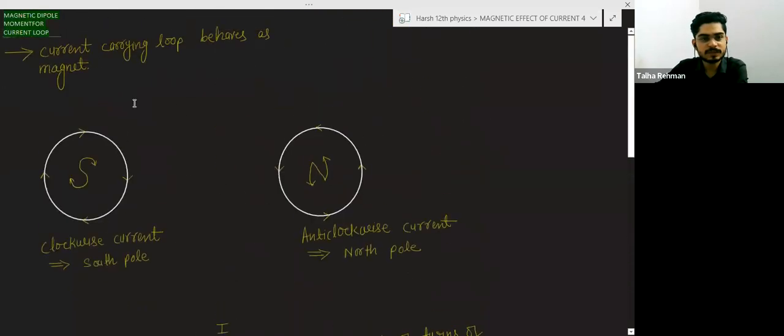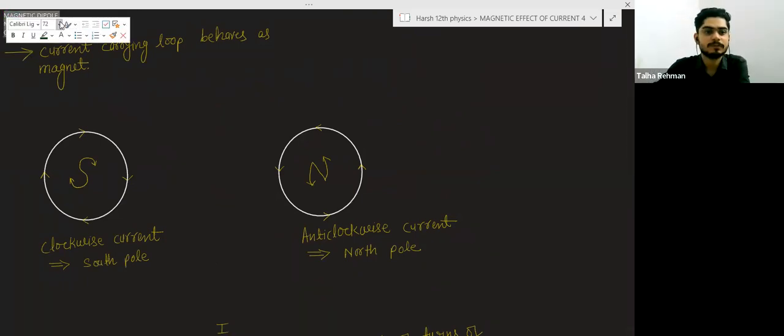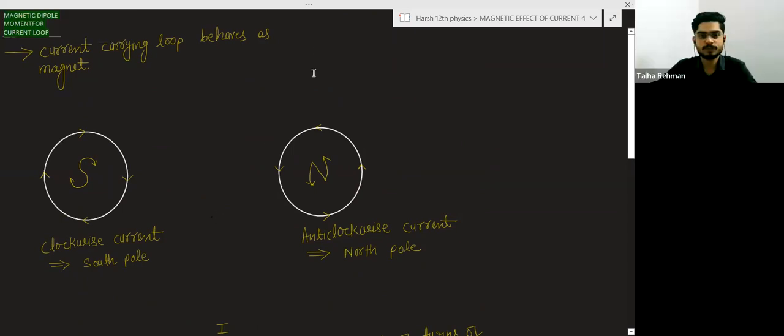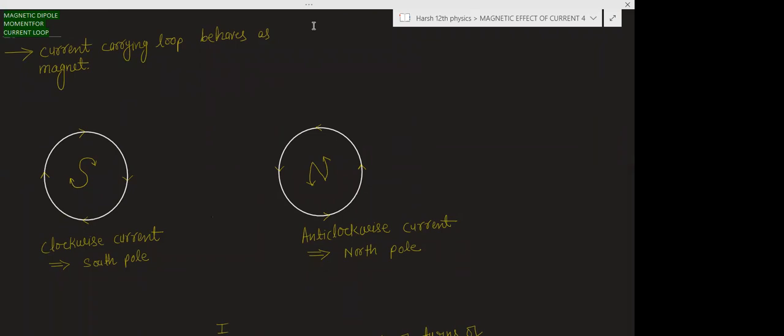Have I told you this magnetic dipole moment for a current loop? No. Your voice is breaking. Just check your internet first. Is it breaking now? Now it's okay.